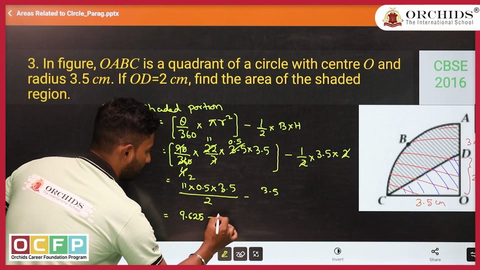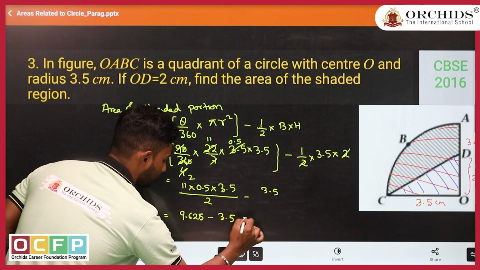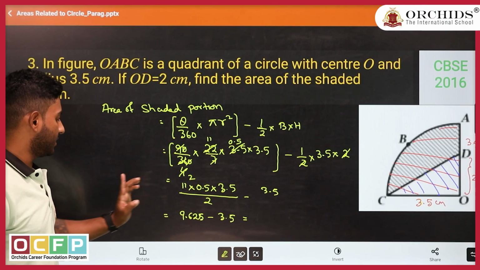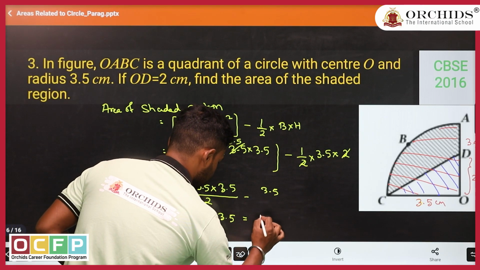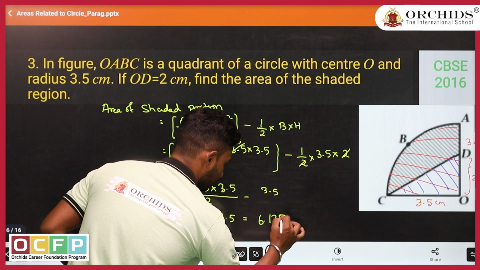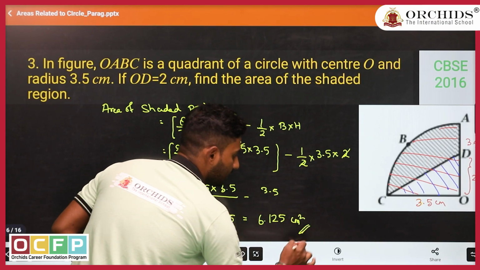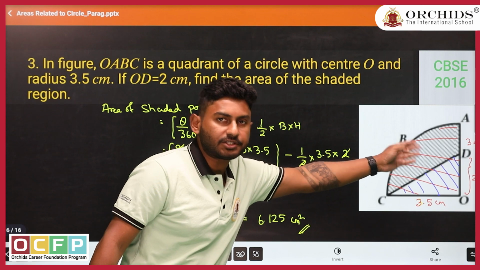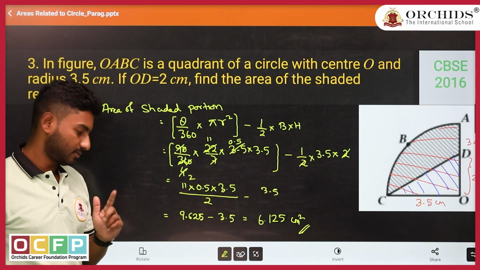Minus 3.5. So if you subtract, 9.625 minus 3.5, you are getting 6.125 centimeters square. So here is the answer for the area of the shaded portion. Is it clear? I hope it is.